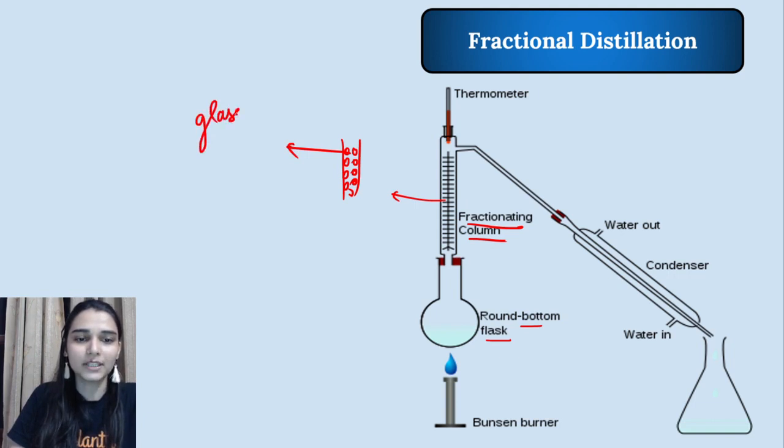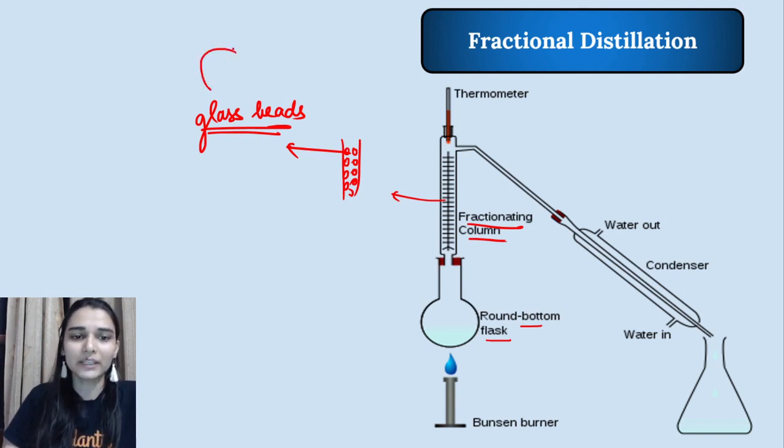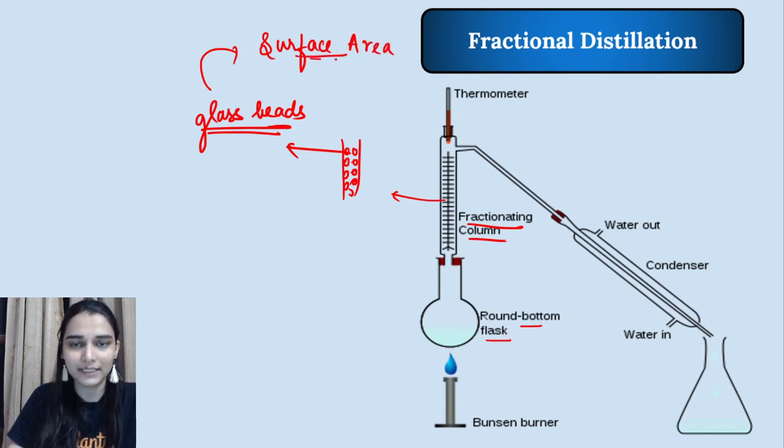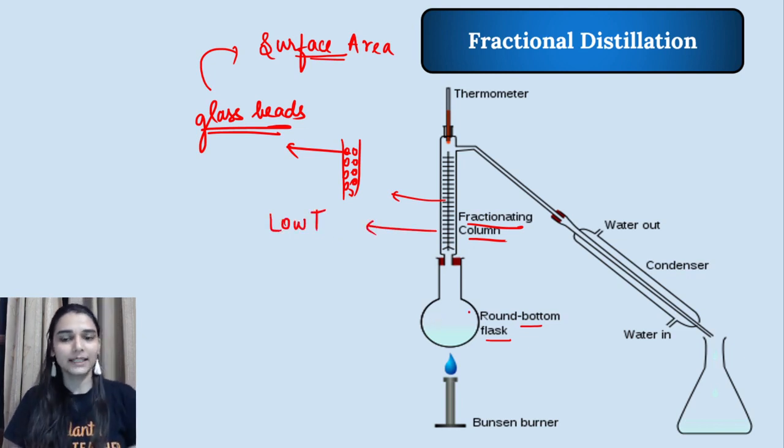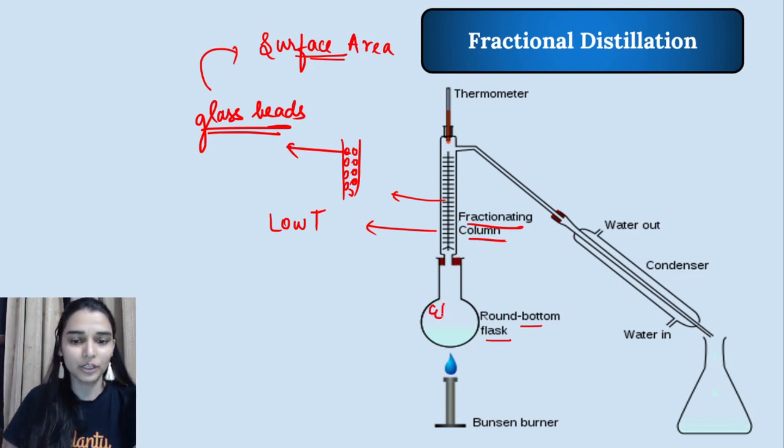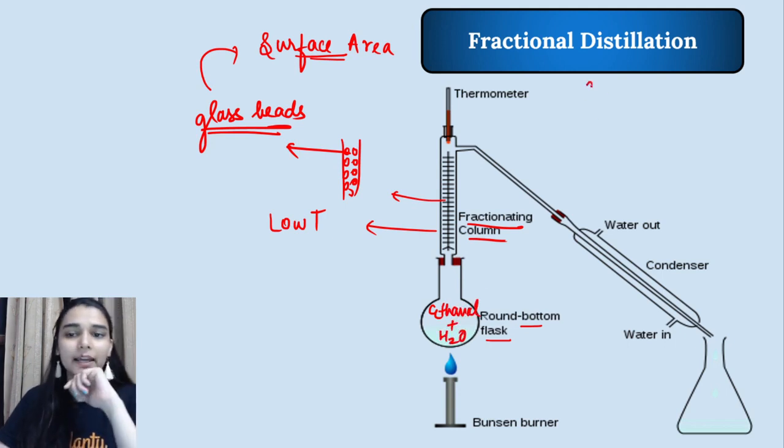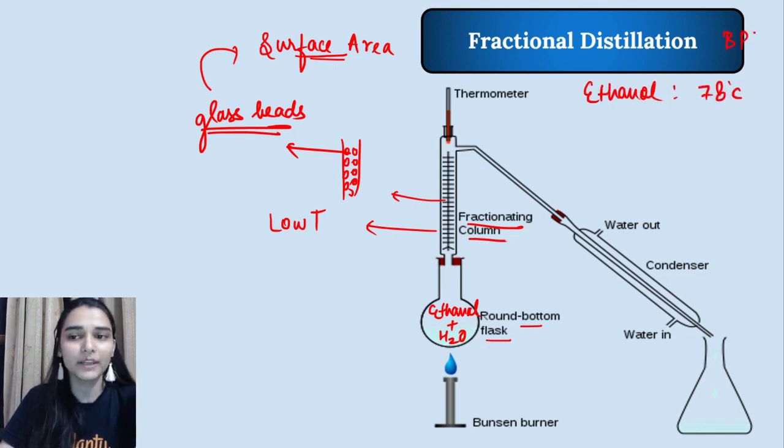ठीक है, what is it filled with? Glass beads. These glass beads actually have a lot of surface area, so they provide you surface area for what? We will see that. Point number 2 is that the fractionating column is always at a low temperature as compared to your vapors. ठीक है, ये थोड़ा सा ठंडा होता है fractionating column. So now what happens? Let's say we have taken the mixture of ethanol and water here. फिर से लिख देते हैं. Ethanol will be having a boiling point of 78 degrees Celsius. This is boiling point, and for water it's 100 degrees Celsius.